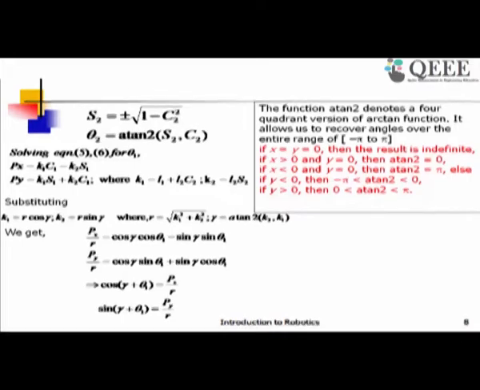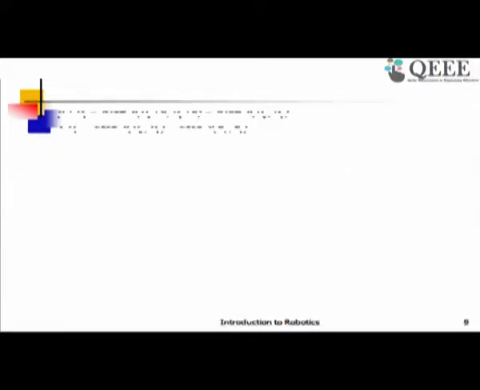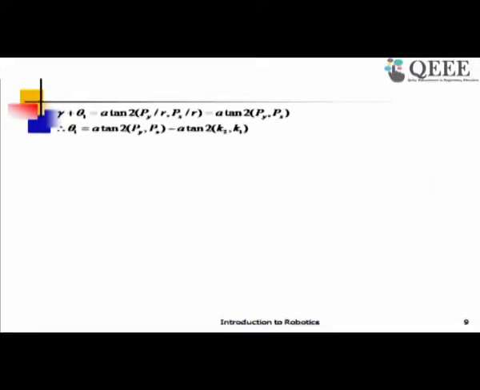So here gamma is known and px is known, py is known, r is known. Therefore you will be able to get theta 1, cos theta 1 and sin theta 1, and you will be able to solve it as theta 1 is equal to atan2(py, px) minus atan2(k2, k1). So this is the way how theta 1 can be solved by substituting.